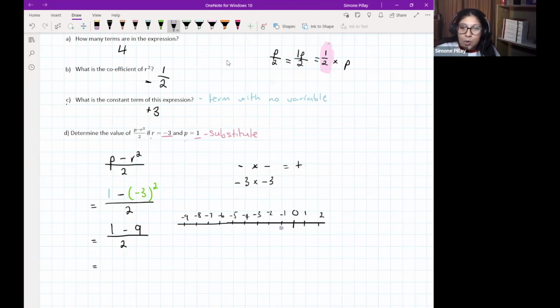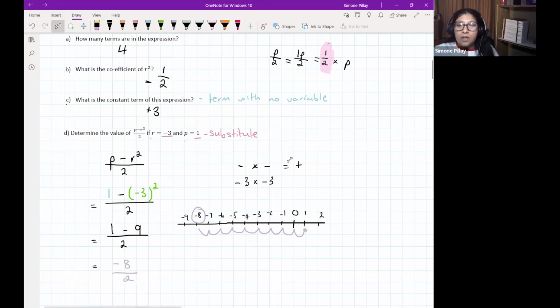Okay. What we're doing here, we started at 1 and we had to go -9. When we minus, we move to the left. No, we didn't start at -1. We started at +1. When we minus, we go to the left. 1, 2, 3, 4, 5, 6, 7, 8, 9. And there we end up at -8. So my answer here is -8/2.